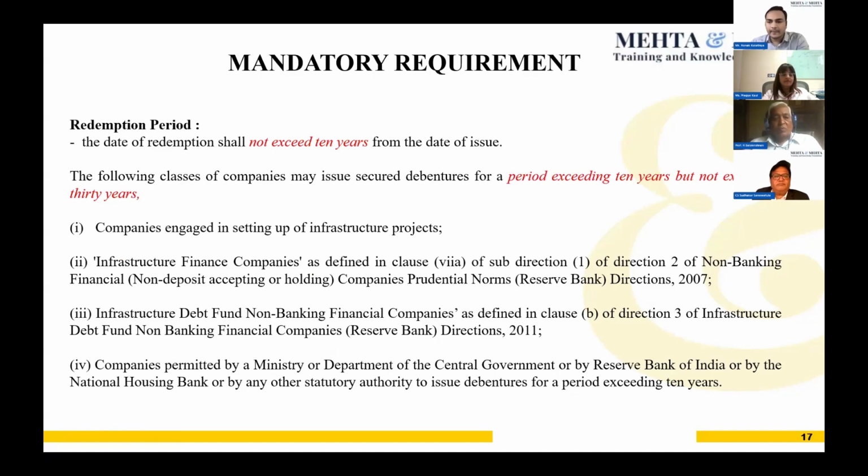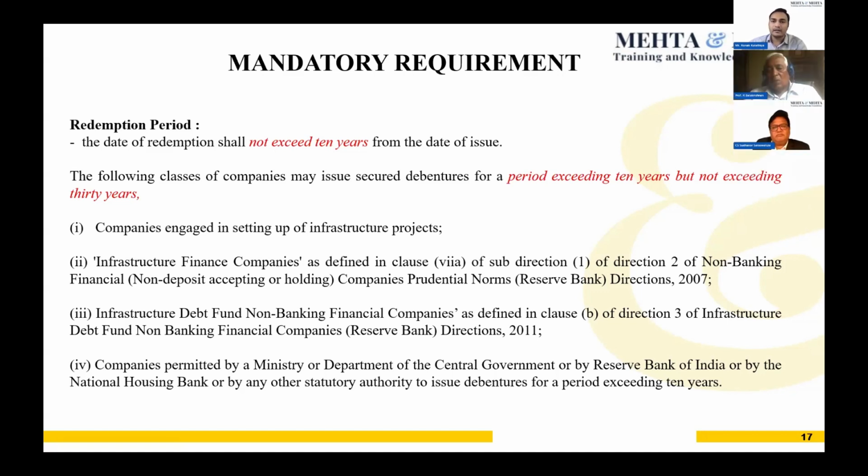The last mandatory part to be looked at is the requirement of the redemption period, the tenure of the debenture. An issue of secured debentures may be made provided the date of its redemption does not exceed 10 years from the date of issue. However, the Companies Act has provided certain exemptions, where the period can be more than 10 years but not exceeding 30 years, in case of the following classes of companies.